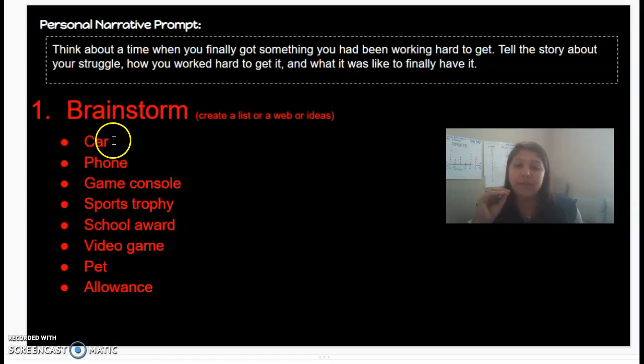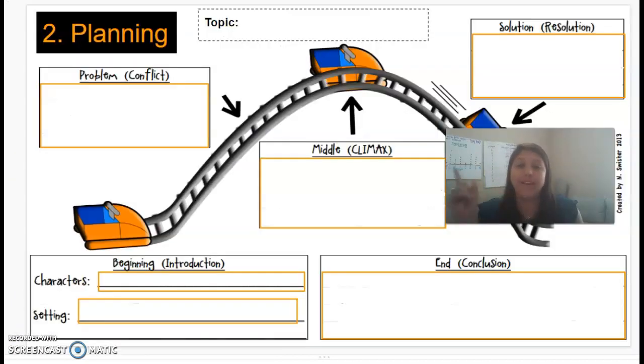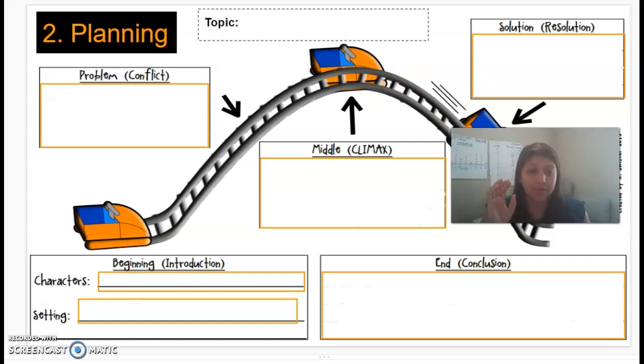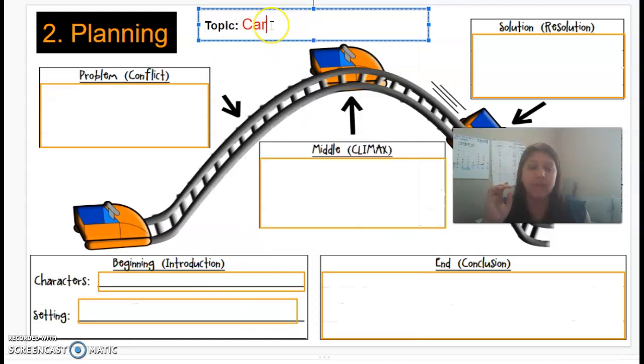What I'm going to do is copy and paste this onto my next screen, the planning screen. On topic, I'm going to copy and paste the topic. I'll actually rewrite it. So, when I got my car. Actually, I'm going to put Jeep because I got my Jeep. Oh, let's put car, we'll put car. When I got my car.